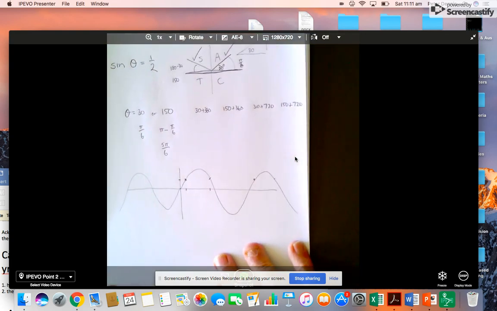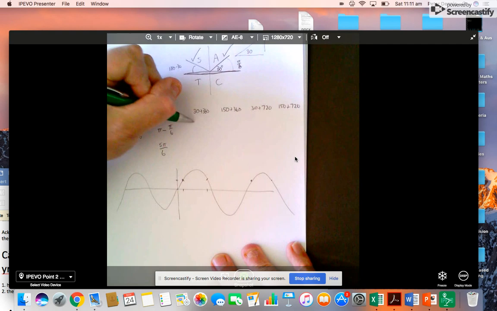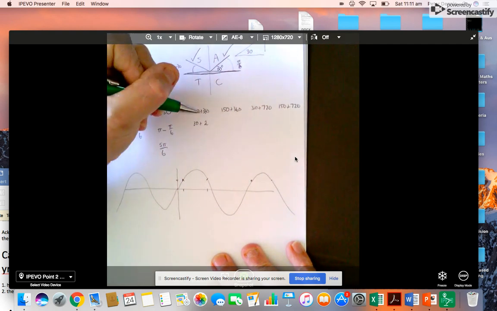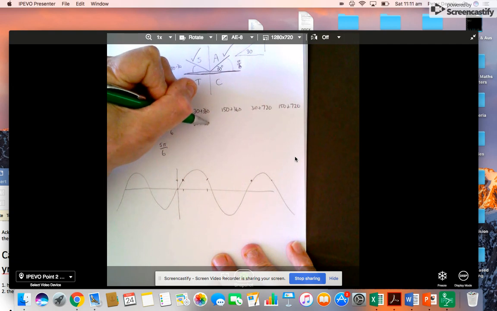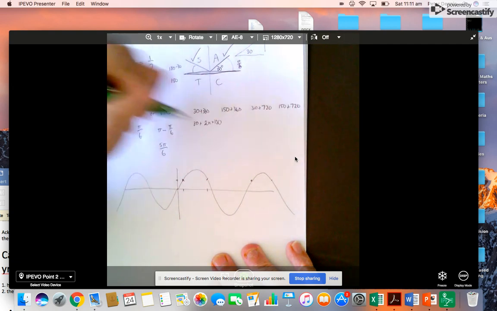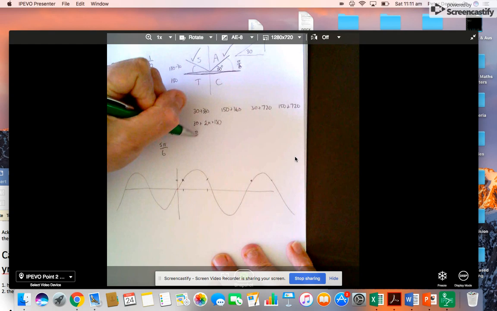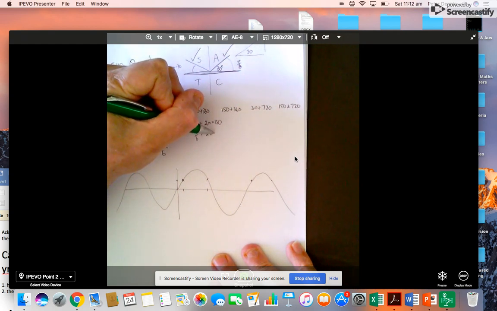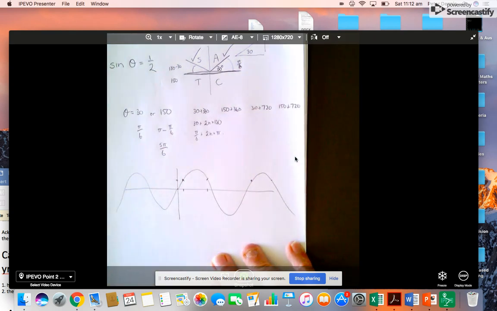So that's when you can get into a formula of 30 plus 2n times 180. Or sometimes we can write this as pi on 6 plus 2n times pi, where n is a whole number, a counting number 1, 2, 3, 4, 5.